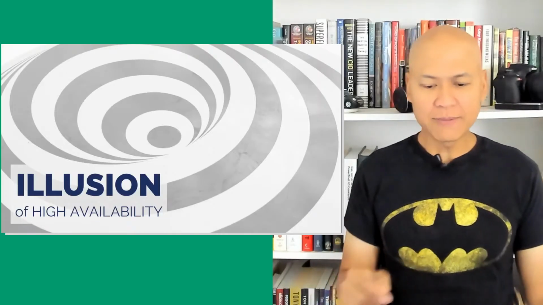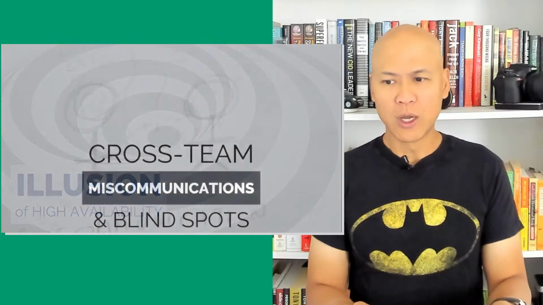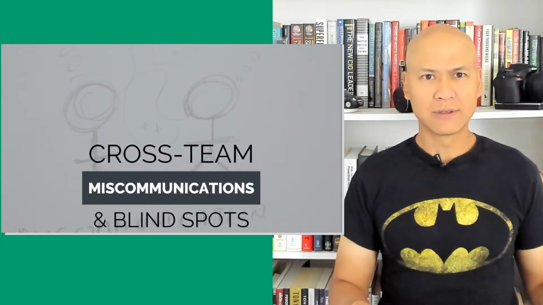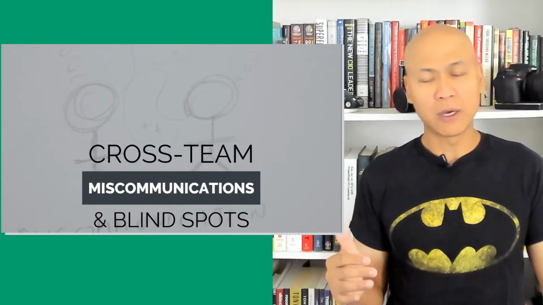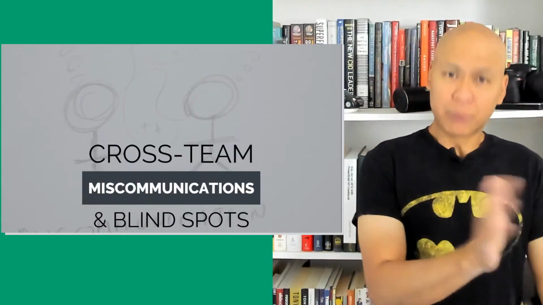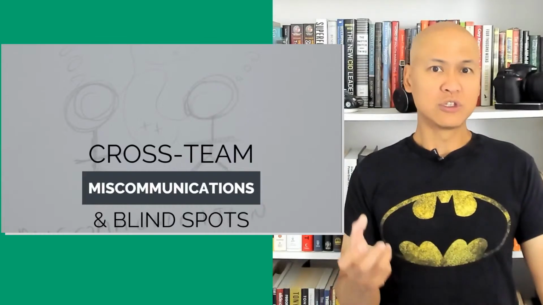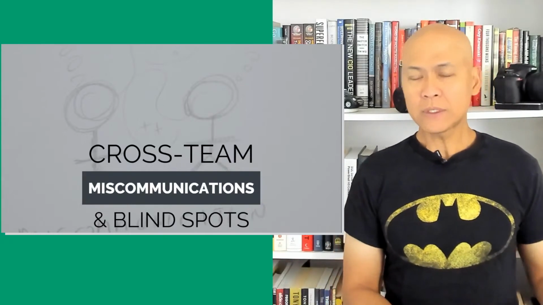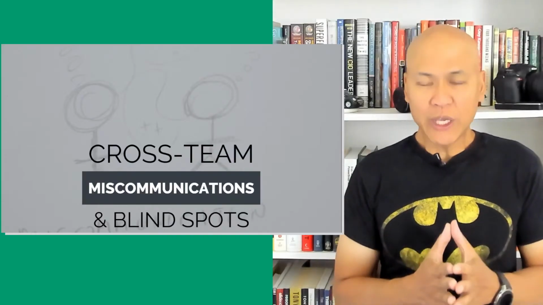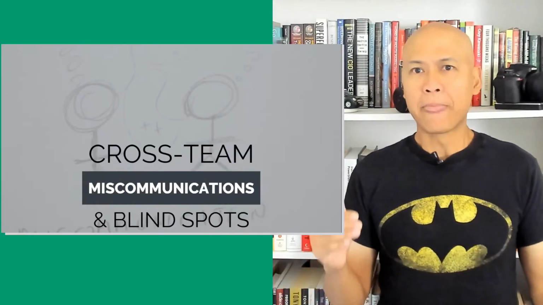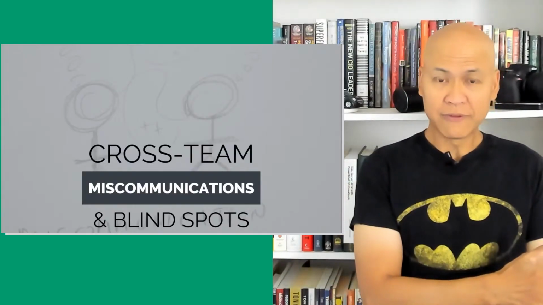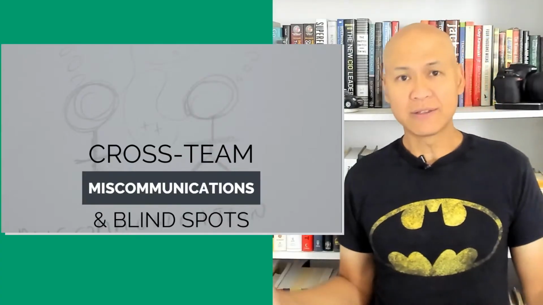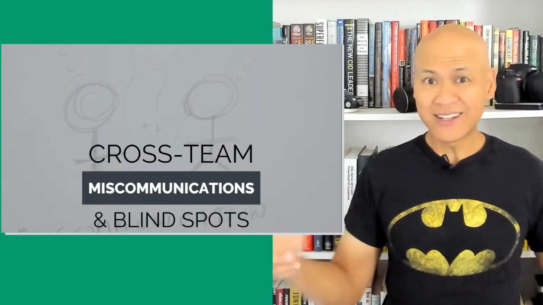So that's something which leads me to point number 2. It's the cross-team miscommunication and blind spots. I already gave you examples from the previous point of the illusion of high availability, where you have segregation of duties. And I was just talking to a customer the other day where they're looking at deploying Always On availability groups, but somebody else is deploying the VMs, somebody else is taking care of the operating system, and the database team will be responsible for availability groups, and they're not talking to each other.